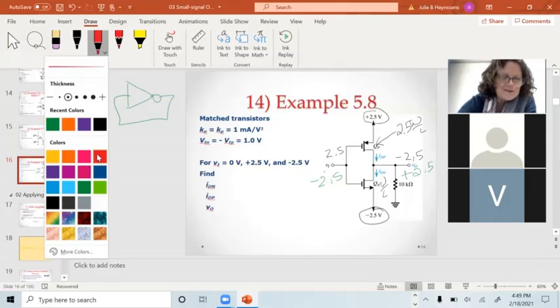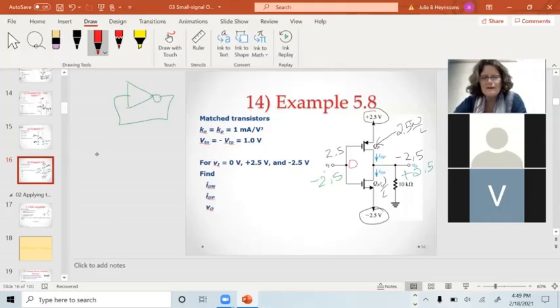Let's get something really contrasting. Red. So I'm going to put 0 volts here. If I put 0 volts here, then my VGS on this transistor is 0 minus 2.5, which is negative 2.5. This transistor's on.